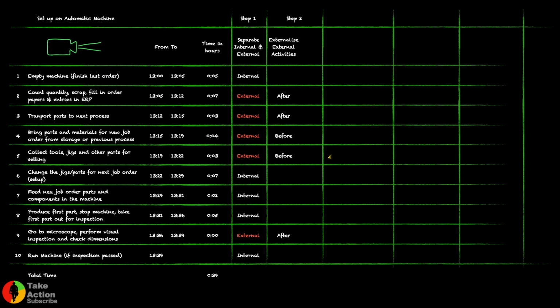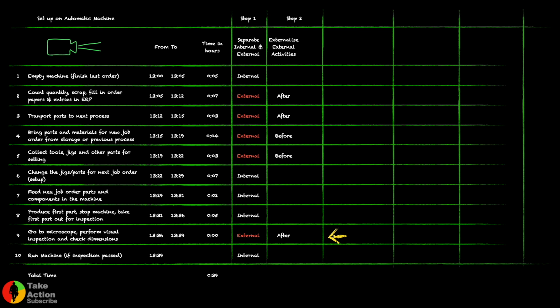Activity 5 is to collect jigs, fixtures and the other parts. This is also in a similar way as activity number 4; that could have been prepared before the machine had finished with the running job order. Similarly, activity number 9 is going to the microscope and performing the visual inspection, checking the dimensions.